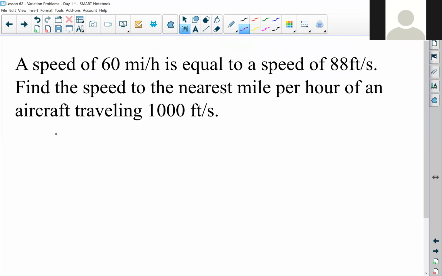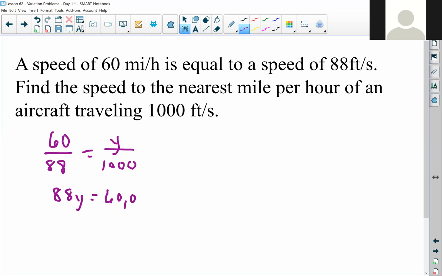So miles per hour over feet per second is going to be equal to miles per hour, which we don't know, and feet per second, which we do know. So if I cross multiply, 88y equals 60,000.